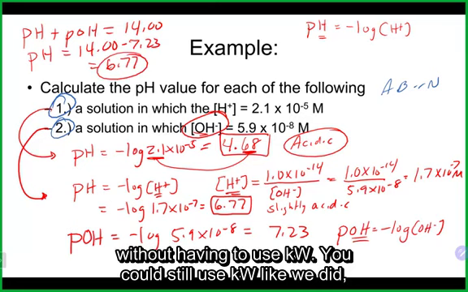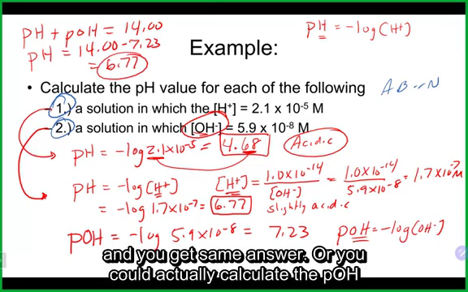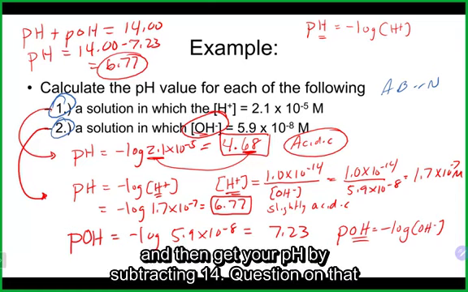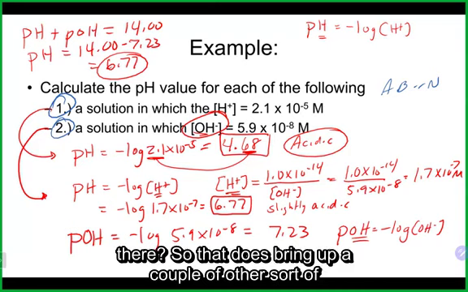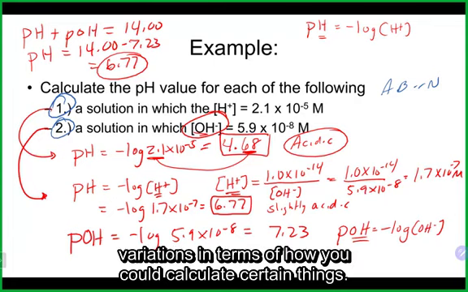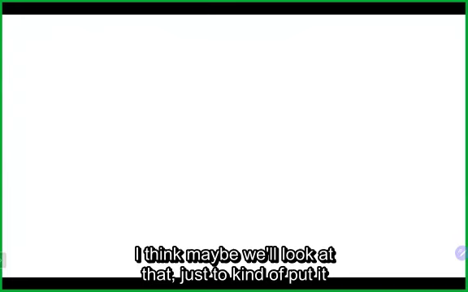You could still use Kw like we did, and you get the same answer, or you could actually calculate the POH and then get your pH by subtracting from 14. Question on that there. So that does bring up a couple of other variations in terms of how you could calculate certain things. I think maybe we'll look at that just to put it together here to finish up on.